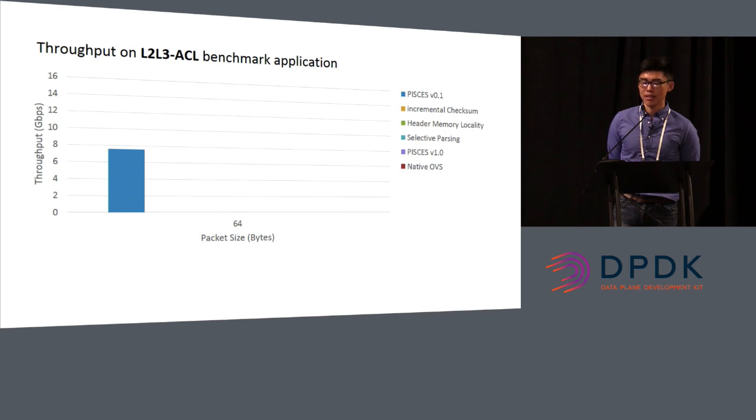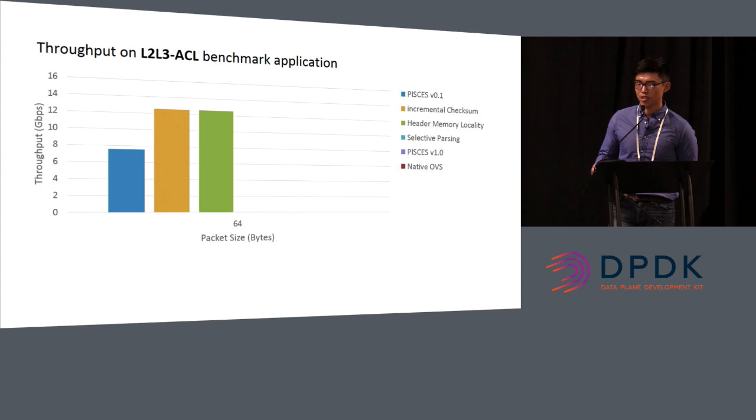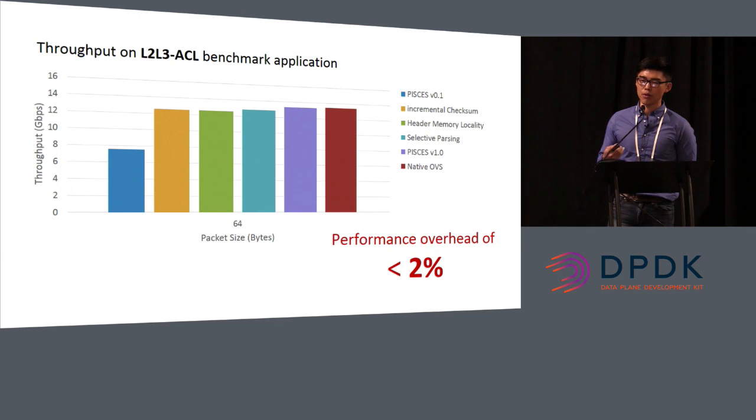We started off with about 8 gigabits per second. And after incremental checksum, which gave a huge boost, it went a little bit above 12 gigabits per second. And then after that, it was a very small incremental addition. However, one thing to notice here is that the header memory locality, which I haven't discussed, is an optimization that humans cannot do very easily. So in the end, we had a performance overhead of only 2%.